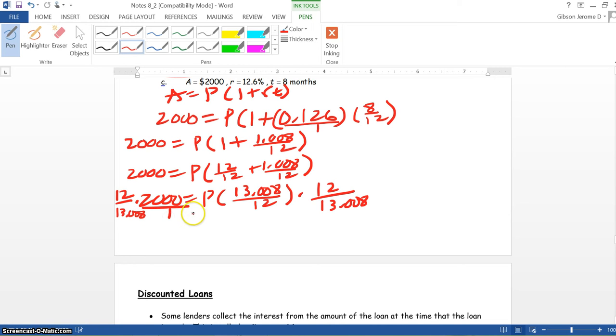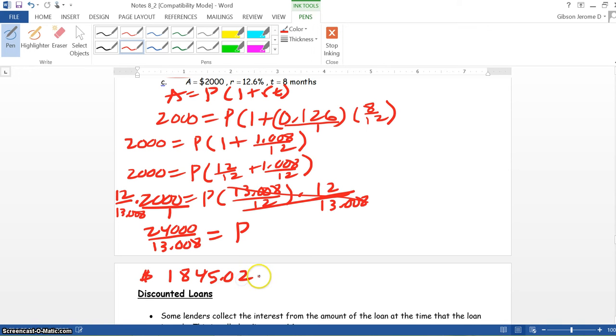So we'll put this 2,000 over 1. 12 times 2,000 is 24,000, all over 13.008. And that will equal P, because these will simplify each other out. Now, when you put this in your calculator, your final answer here would be $1,845.02, and that would be the approximate answer. So again, $1,845.02 is your approximate present value or principal.